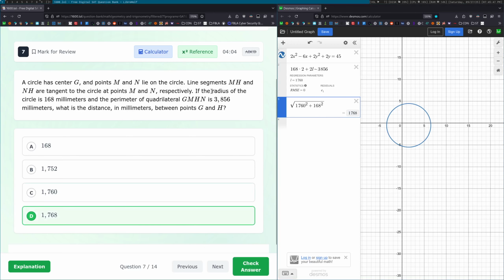Did that make sense for everyone? This is one of the harder problems, I'd say. Everyone's good? Okay.